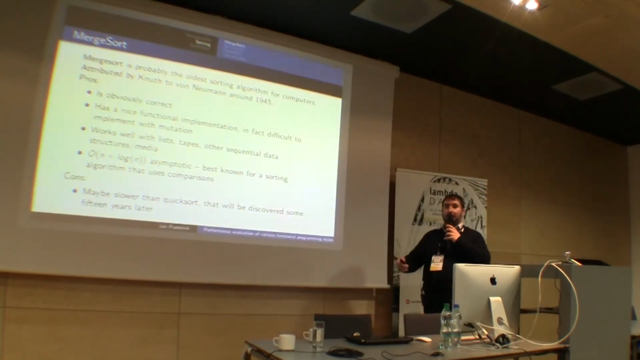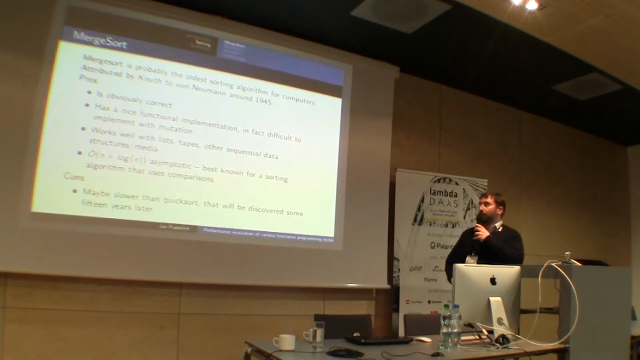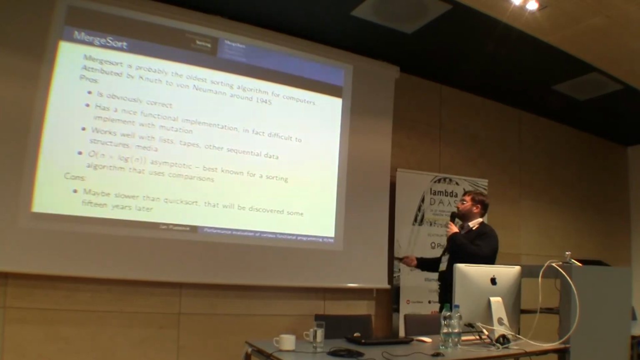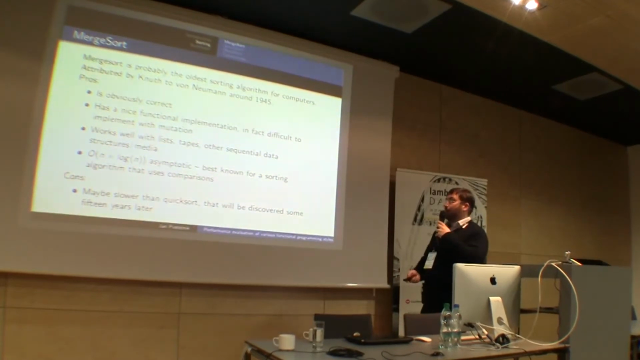You just divide in half, divide in half, divide in half, and then merge, merge, merge, merge, merge, merge, and you get a sorted sequence. It has a nice functional implementation. Okay, it's easy to implement functionally. Difficult to implement with mutation. Works well with lists, tapes, like old style tapes, sequential data, lists. Yeah, lists are tapes, and it's very fast in asymptotic terms.